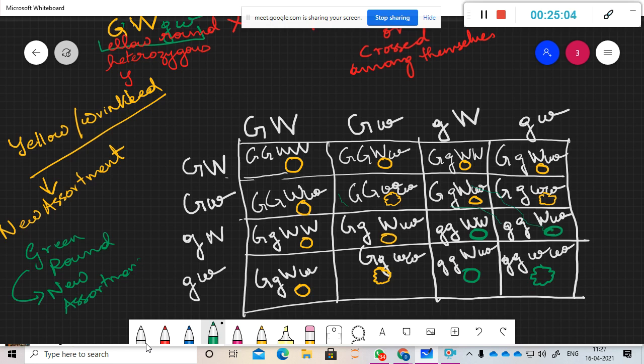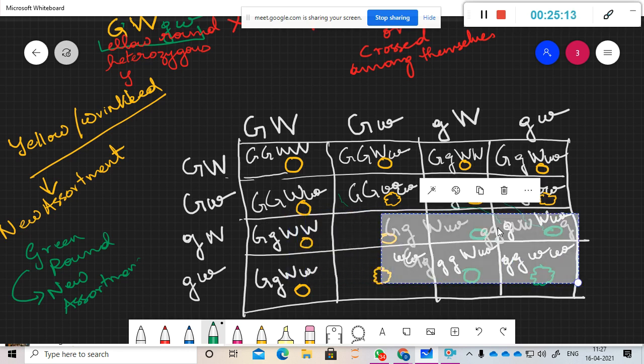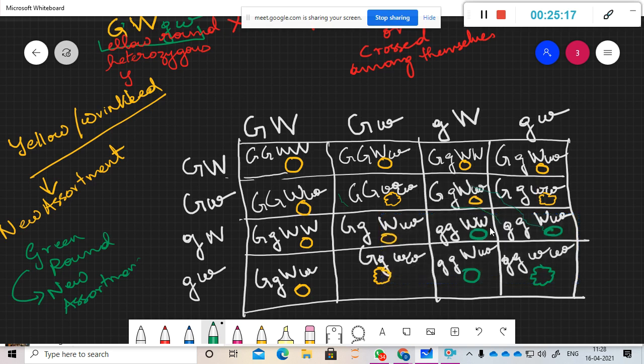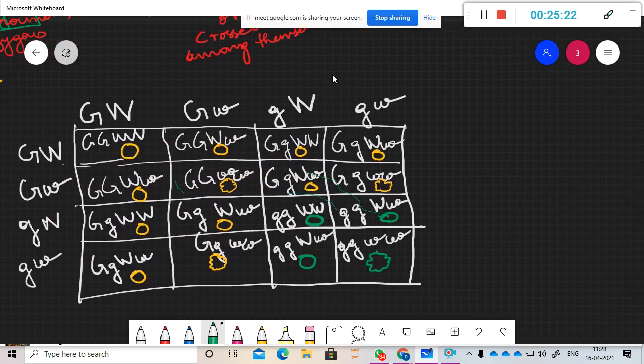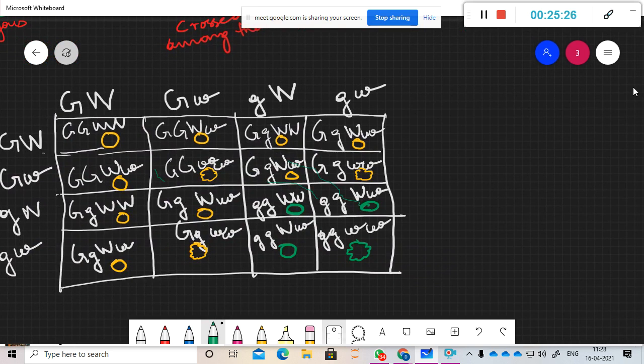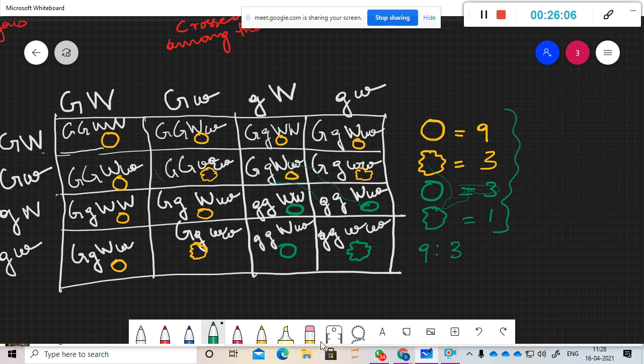So let us have a look at the ratio of what happens. Let us see how many yellow round are there. 1, 2, 3, 4, 5, 6, 7, 8, 9. You have 9. Then how many yellow wrinkled are there? 1, 2, 3. How many green round are there? New combination, that is 3. And how many green wrinkled are there? 1. So the ratio comes in this dihybrid cross as 9 is to 3 is to 3 is to 1.